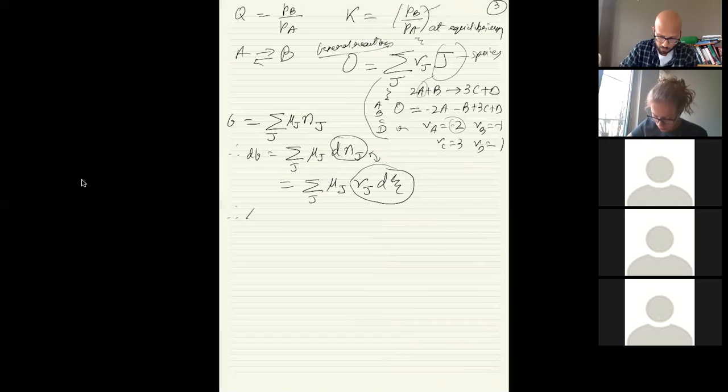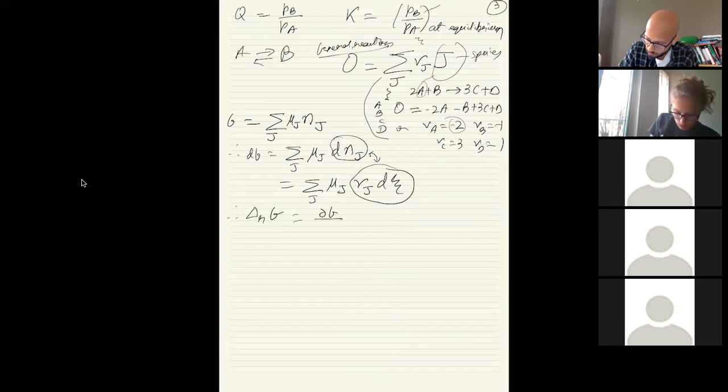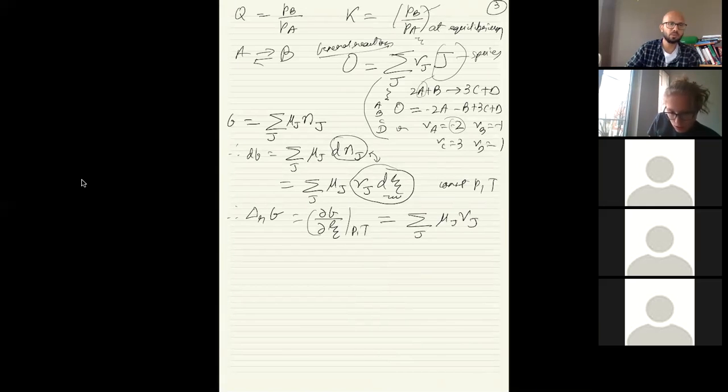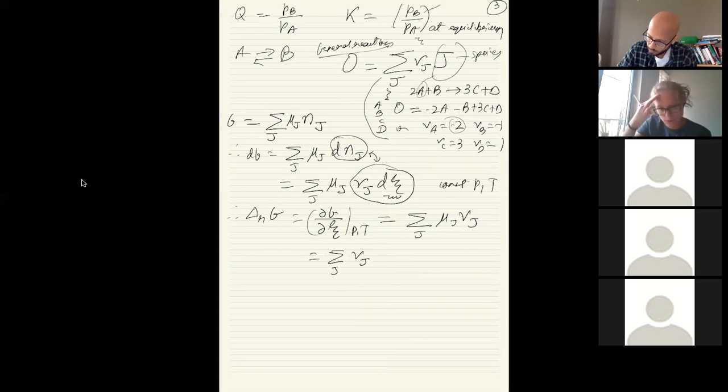So now we can write down our reaction Gibbs energy as partial G by partial psi at constant pressure and temperature. So this is all at constant P and T. This will be simple now because we just differentiate with respect to this. All that happens is that the progress variable disappears. We are left with mu J nu J. Or we can keep the nu J and put in the mu J as mu J naught plus RT ln.